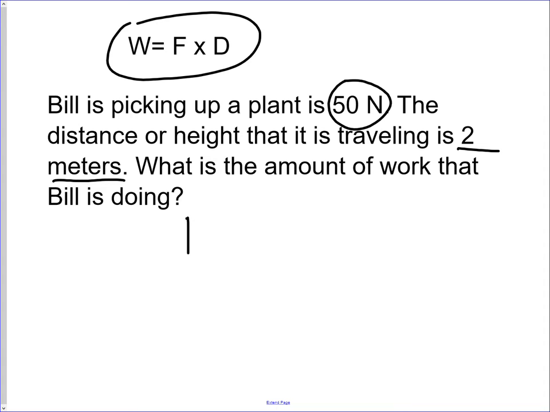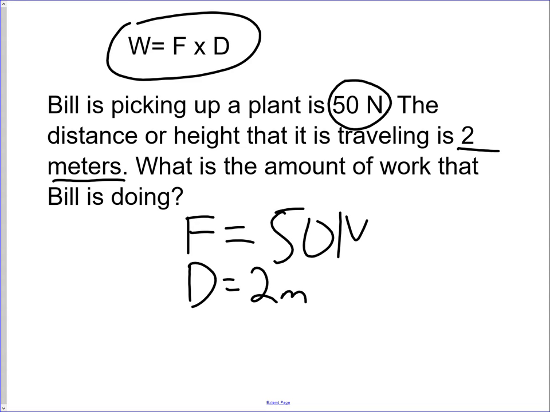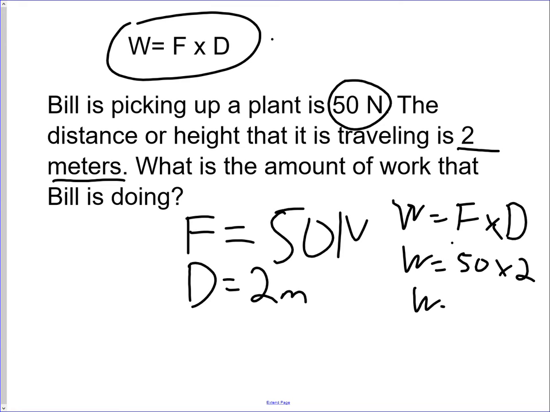So my F would be 50 newtons. My D would be 2 meters. And my formula, again, we look up top here, would be W equals F times D. So W equals 50 times 2. My work would be 100, and our unit would be joules. So 100 J, right? 100 joules.